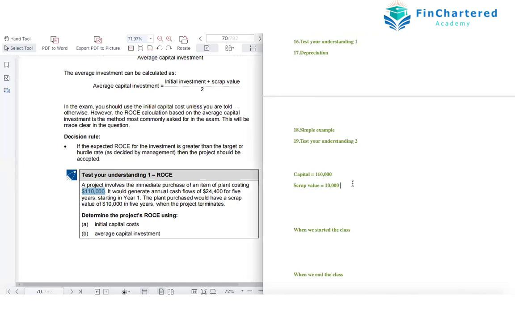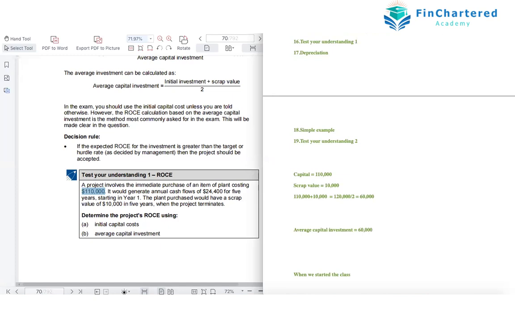Right? So the average is going to be, again, you had the capital of 110,000. At the end of the life, it was 10,000. So the average would be 120,000 for 2 readings. So it is going to be 120 divided by 2 is 60,000. So the average capital value is 60,000. Did you get that correct answer? Yes, 60,000. So the average capital investment over the life of the asset is 60,000.